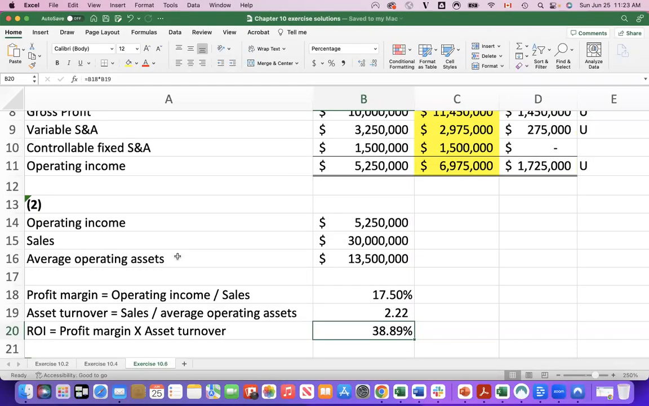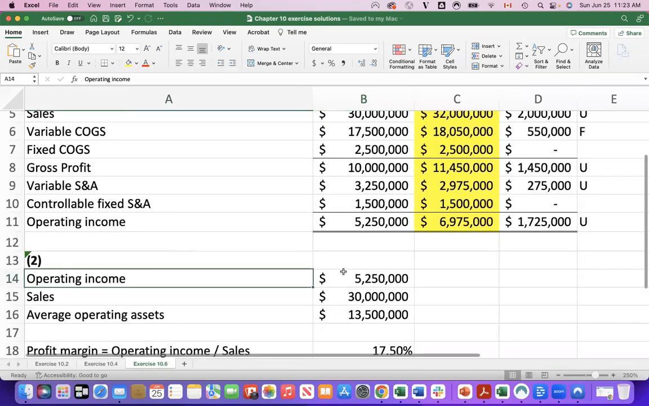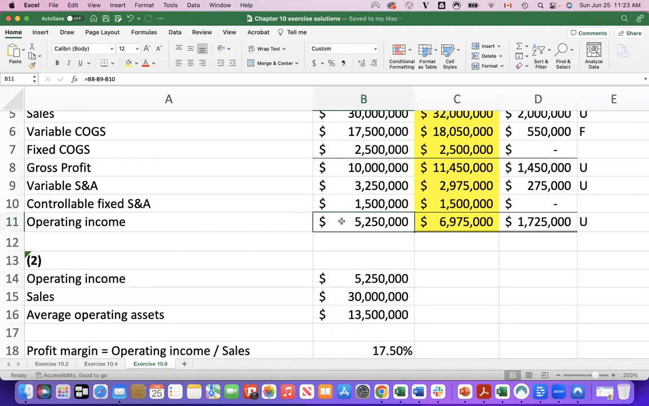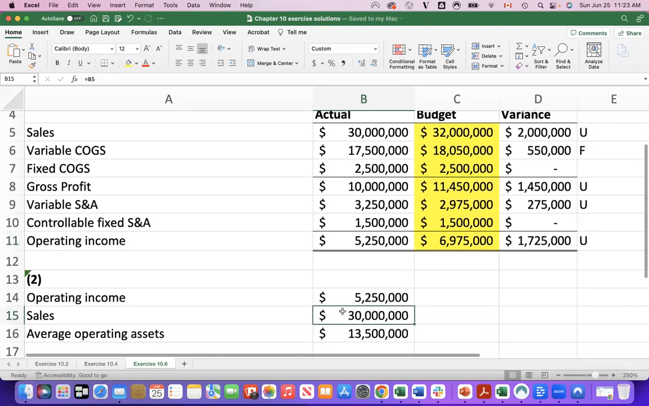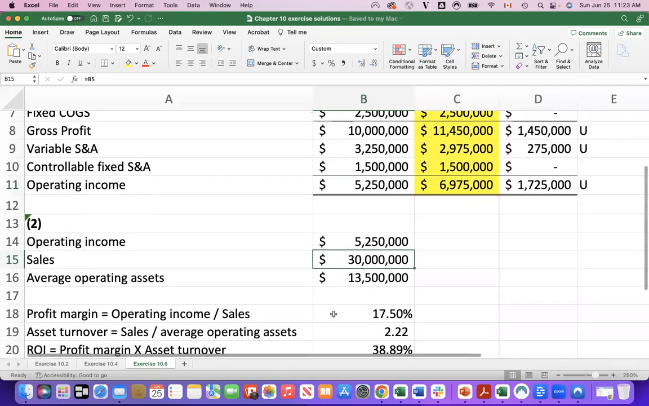So to calculate ROI, the variables that we need to have, and these are the actual amounts, we need operating income. So our actual operating income was 5,250,000. Actual sales were 30 million. And then average operating assets, that was given as well, was 13,500,000.